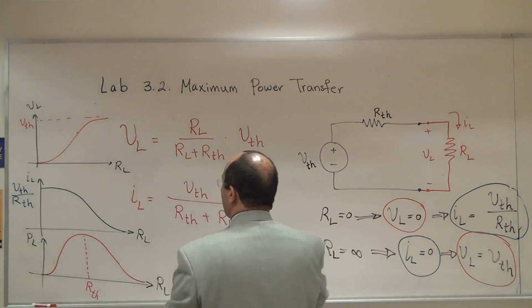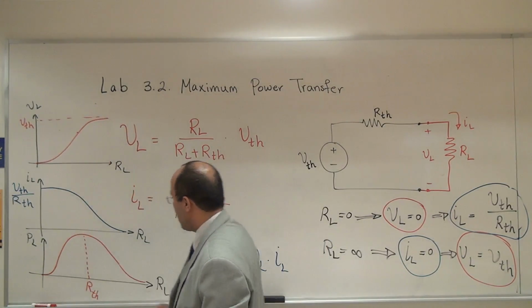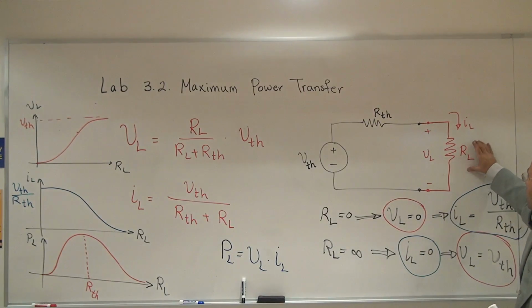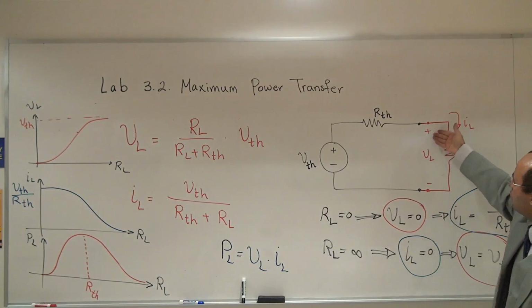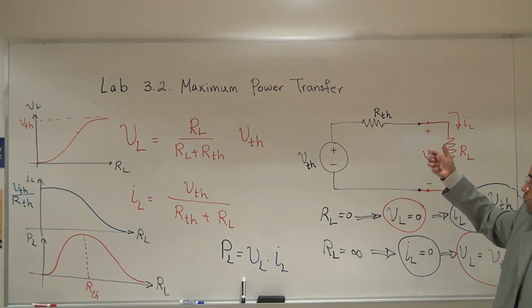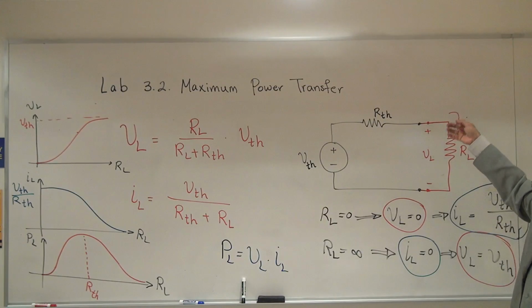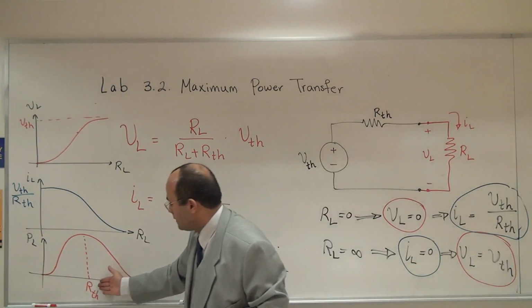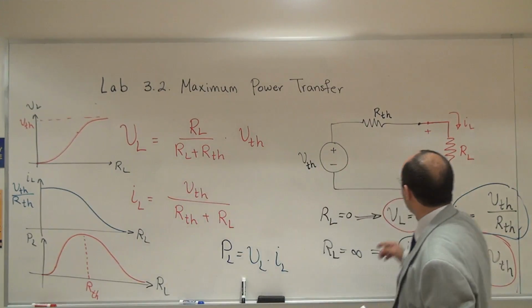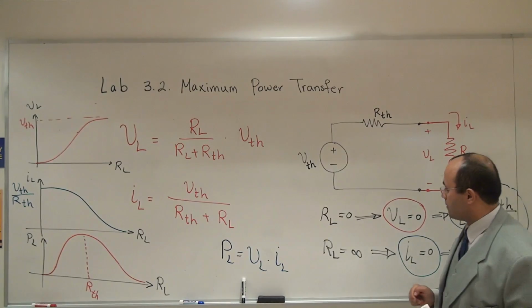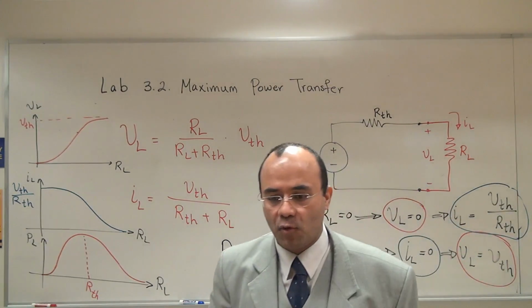We want to verify these graphs and see how it works. So we are going to go into the lab, change RL, and monitor VL and IL. As RL goes to higher values, the voltage rises and the current comes down, and we are going to see that the maximum PL happens when RL is actually the same as R Thevenin. That's the idea of Lab 3.2.